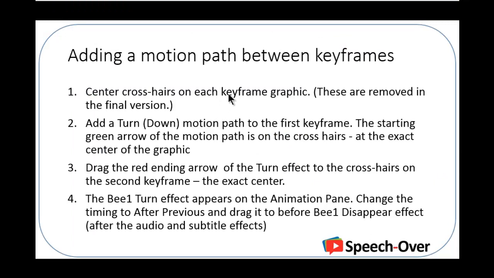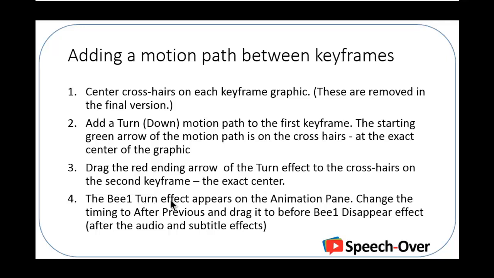Now we're in a position to add a motion path between the keyframes. The first step is to center crosshairs on each keyframe graphic. Next step, add a turn down motion path to the first keyframe. The starting green arrow of the motion path is exactly on the crosshairs. That's where PowerPoint puts it, at the exact center of the graphic. Now you drag the red ending arrow of the turn effect to the crosshairs on the second keyframe, the second B, which is the exact center.